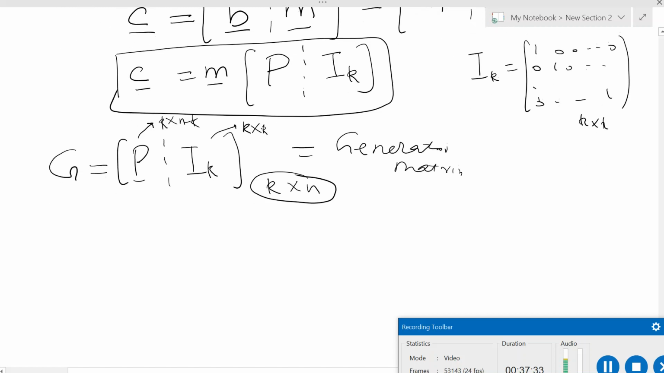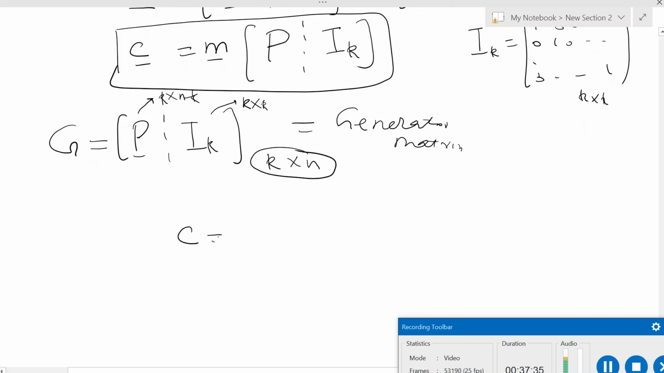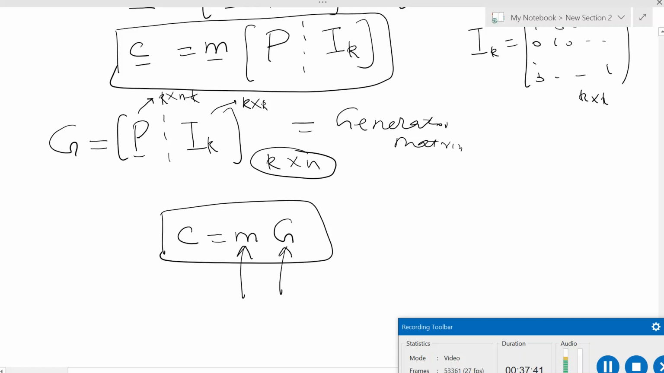Why generator matrix? Because we can now write C = mG. Given a message bit and a generator matrix, you multiply the message bit with the generator matrix, and the resulting thing will be a code word. It is as if this matrix G generates the code word, or it is simply referred to as the code.